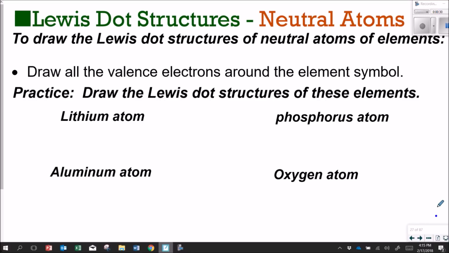To draw the Lewis structure for a lithium atom, for example, it has 1 valence electron, so 1 dot. Aluminum has 3 valence electrons, so 1, 2, 3 dots. Phosphorus has 5 valence electrons, 1, 2, 3, 4, 5, I double up. Oxygen has 6 valence electrons, so 1, 2, 3, 4, 5, 6, I double up.